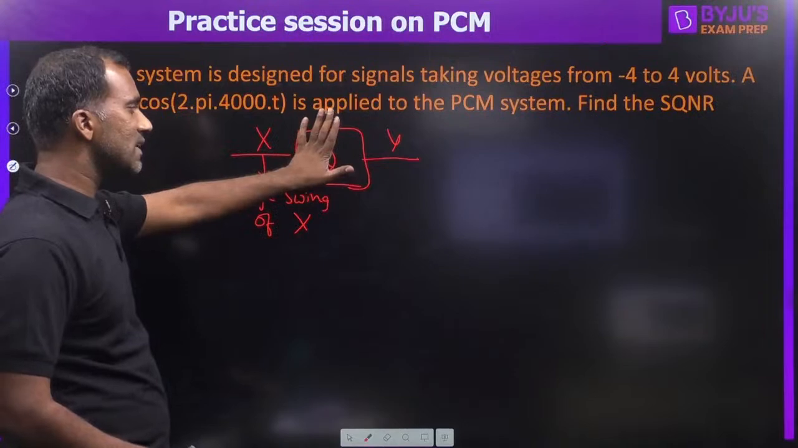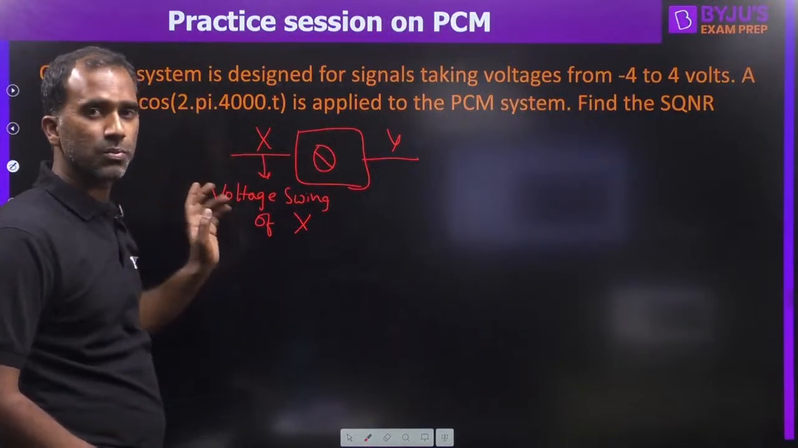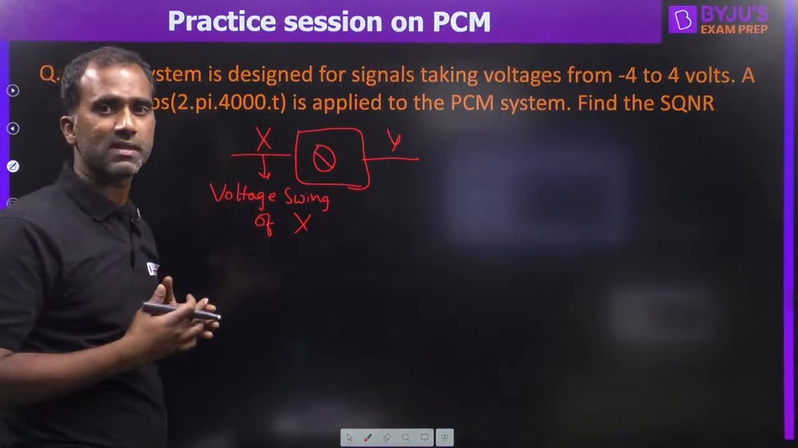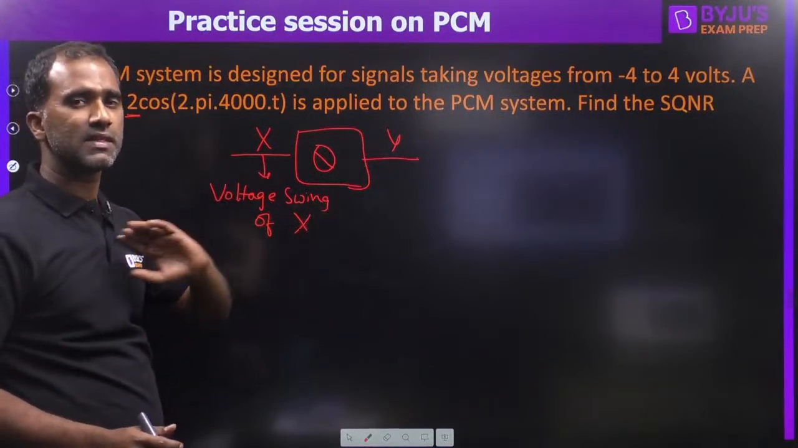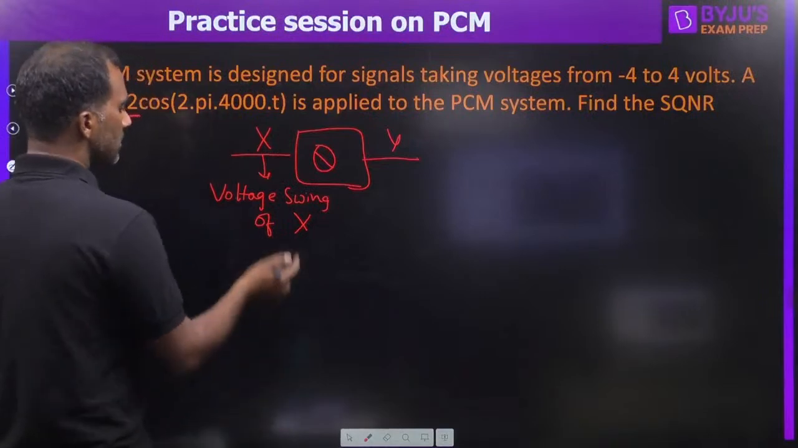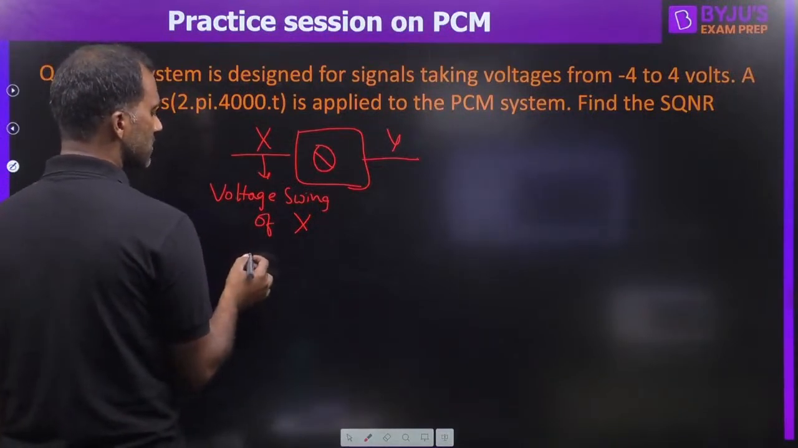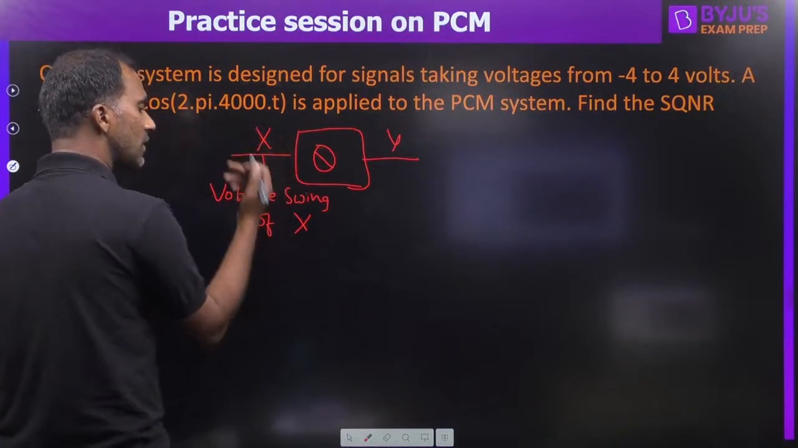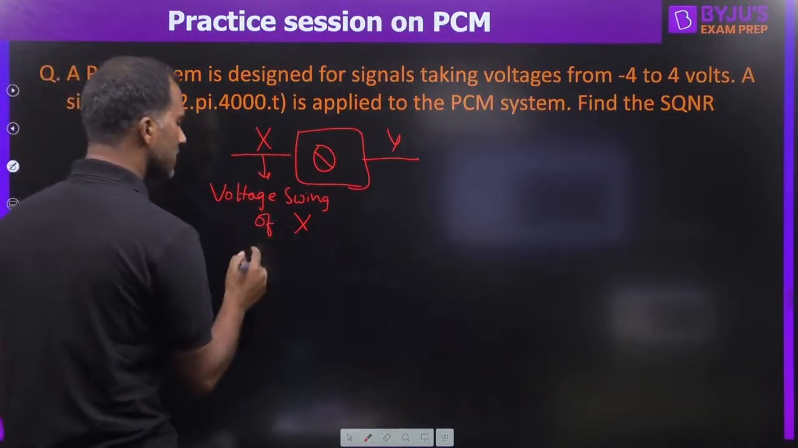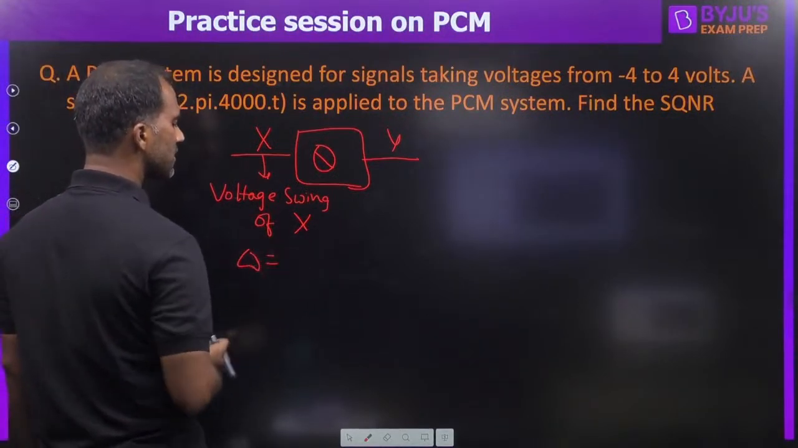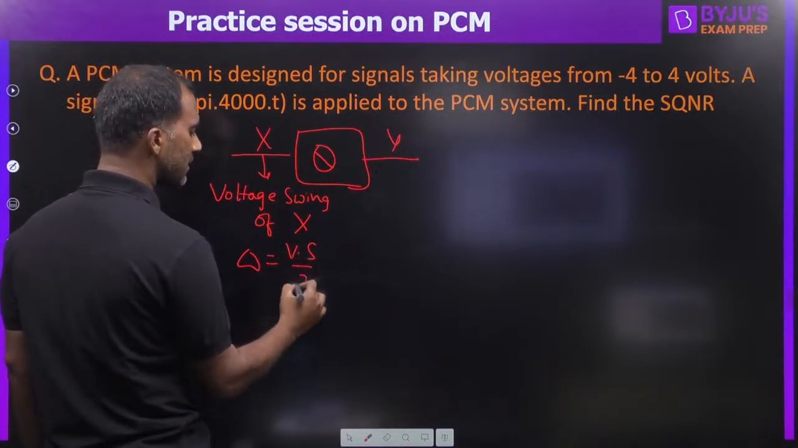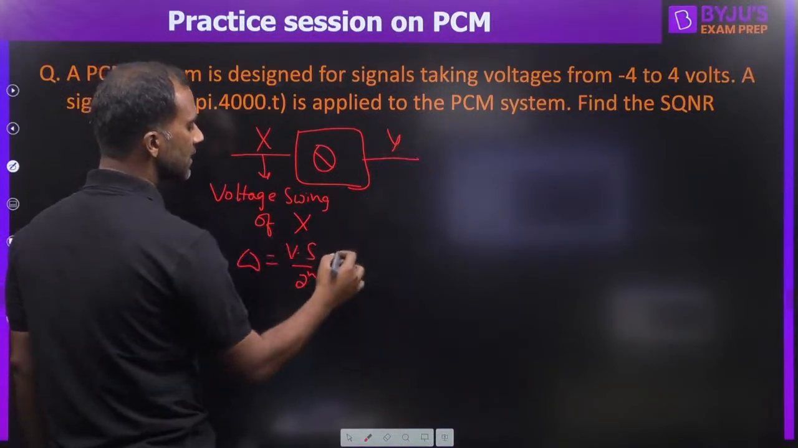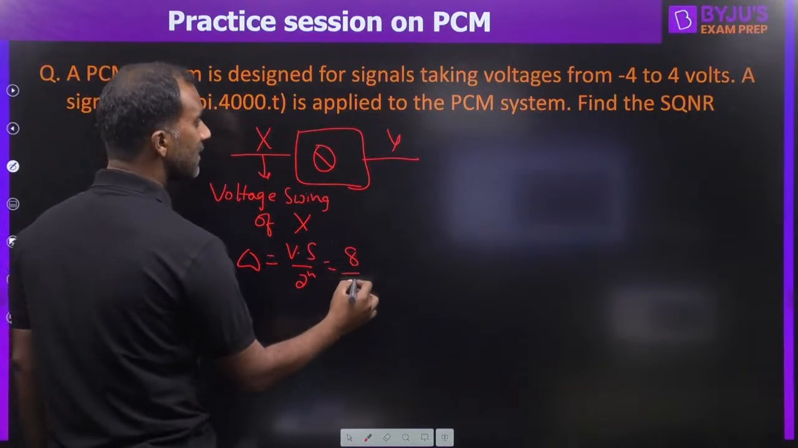Once the quantizer is designed, its characteristics will not change. Whatever input-output characteristics were plotted in the previous slides, that will not change. For any signal you apply, once the characteristics are designed, it's fixed. So since the voltage swing is fixed once the quantizer is designed, what else is fixed? Delta is also fixed, because delta is dependent on the voltage swing. What is it? Voltage swing divided by 2 power n. And how much is the voltage swing in this problem? It is 8 divided by 2 power.